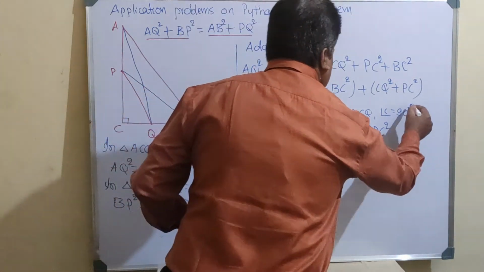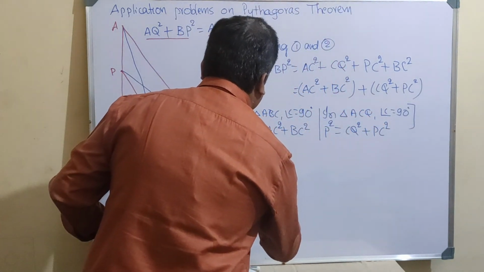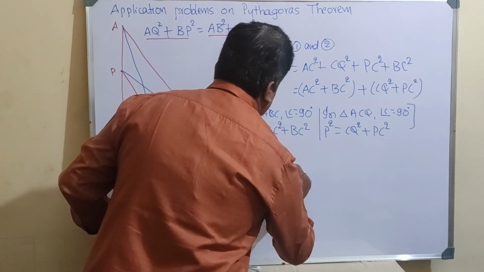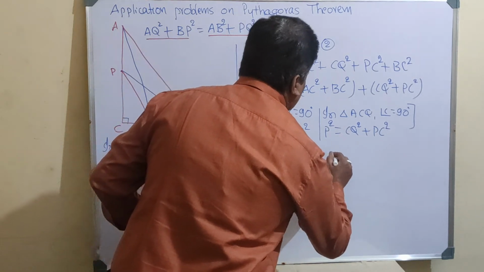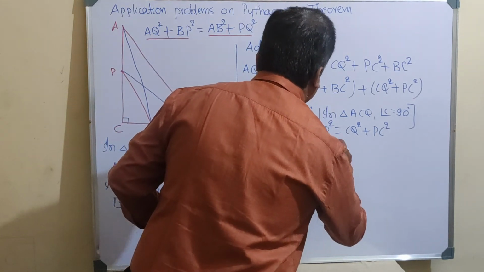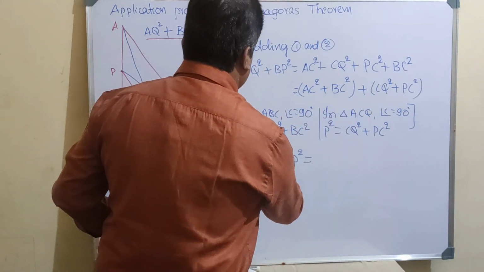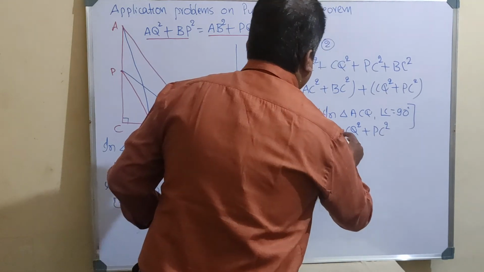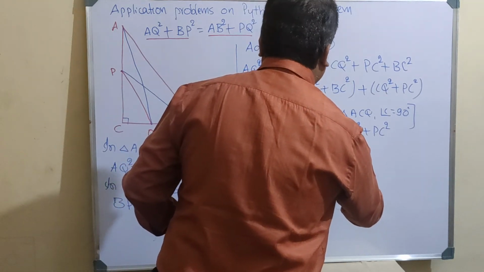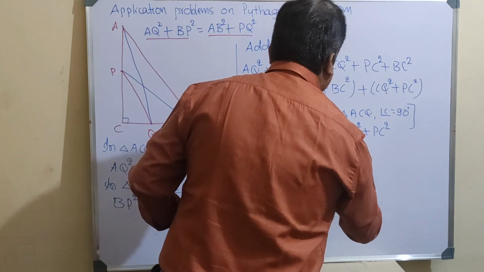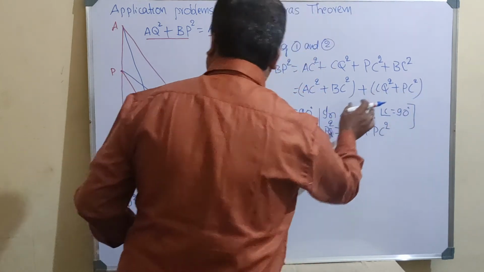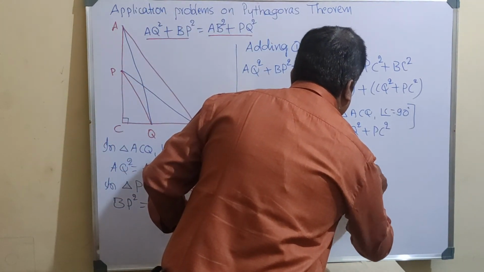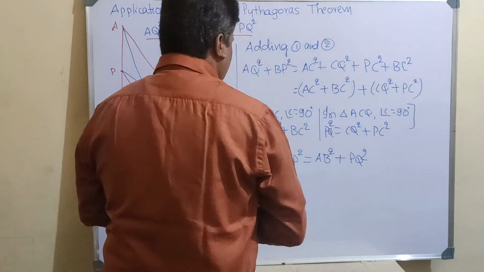Once we know these two results, that implies AQ square plus BP square is equal to, for AC square plus BC square we can write AB square, and for CQ square plus PC square we can write PQ square. That's what the required result is.